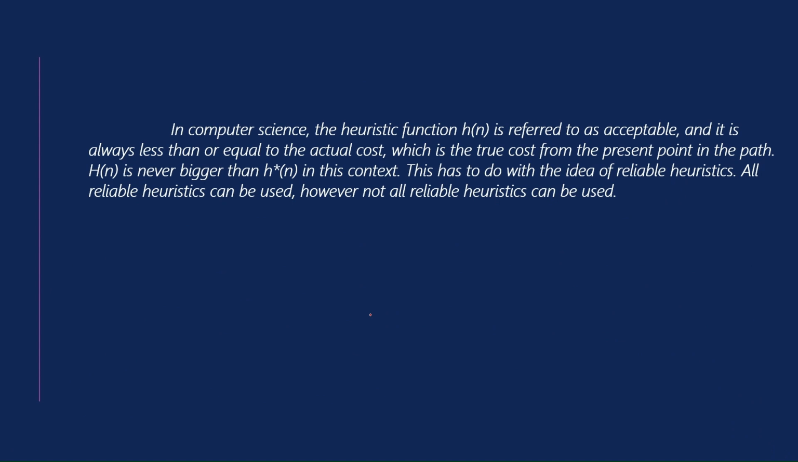So let's start. In computer science, the heuristic function h of n is referred to as admissible when it is always less than or equal to the actual cost, which is the true cost from the present point in the path. h of n is never bigger than h star of n in this context. This has to do with the idea of reliable heuristics. All admissible heuristics are reliable; however, not all reliable heuristics are admissible.